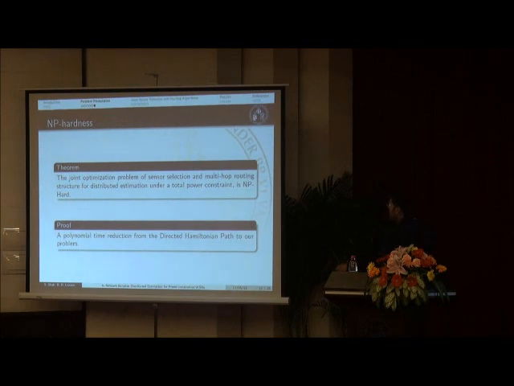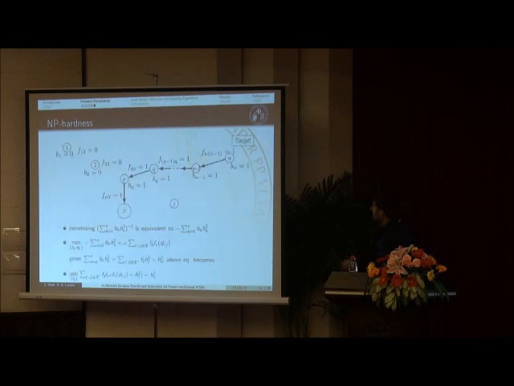Before that, I would like to provide some proof of the theorem that the joint optimization problem of sensor selection and routing for distributed estimation under a total power budget is NP-hard. The proof can be given by polynomial time reduction from the directed Hamiltonian path problem. For that, we consider a simple problem for determining a simple path, the directed Hamiltonian path.